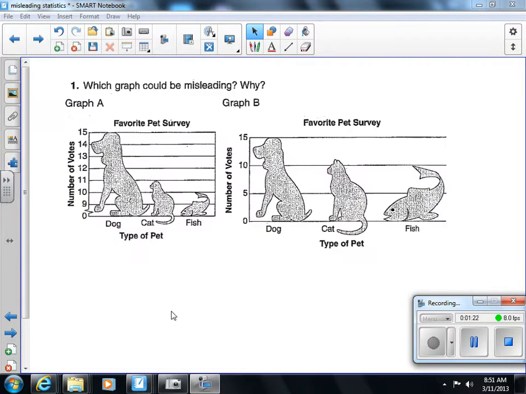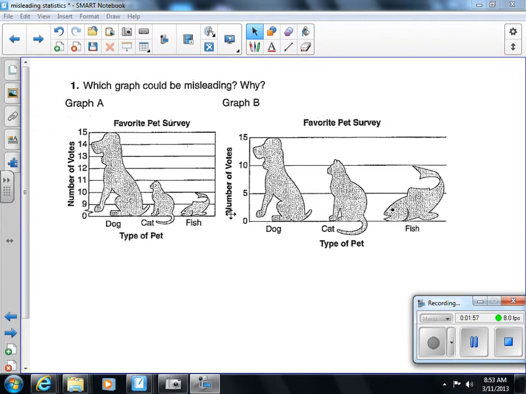All right, let's take a look at these two graphs. Both of them show the favorite pet survey: dogs, cats, and fish. Now, in this one, it looks like dogs are overwhelmingly the favorite type of pet. But in this one, it looks like they're a little more even, and these are almost as much as dogs. Take a look at that and see why they would be misleading. Why is one of those maybe more misleading than the other?